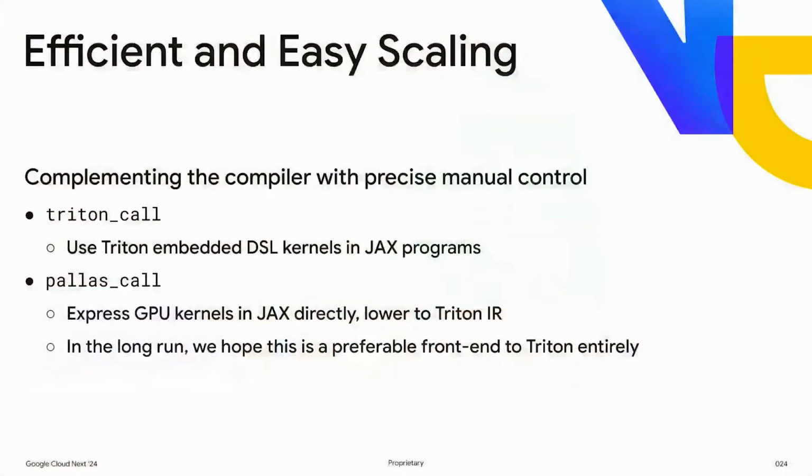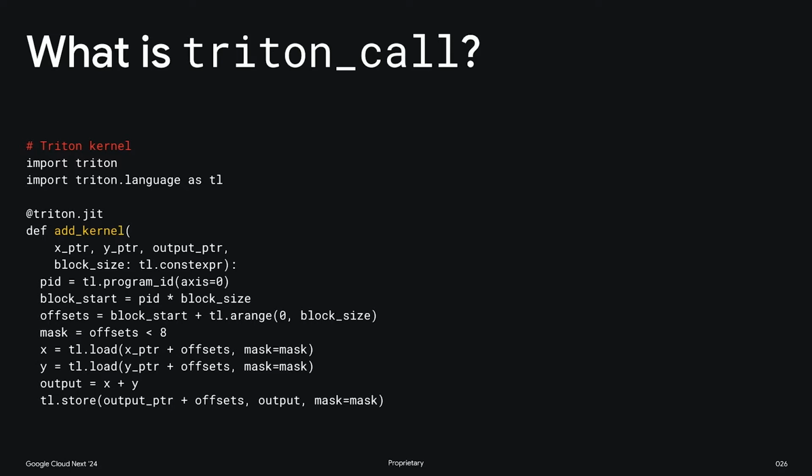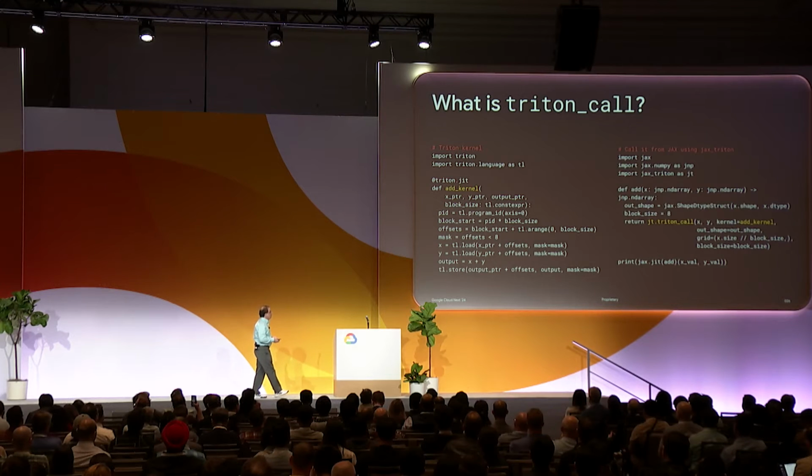So here are the two ways to create kernels with JAX: Triton call and Palace call. Let's talk first about Triton. So you can create your kernels with the Triton EDSL. Triton call is used to call them, and you pass it JAX arrays and so forth. Fairly standard, really, if you're familiar with Triton. And this is a fairly standard Triton kernel. It's a small one. So that gives you an idea of what it looks like, and then how you call it.